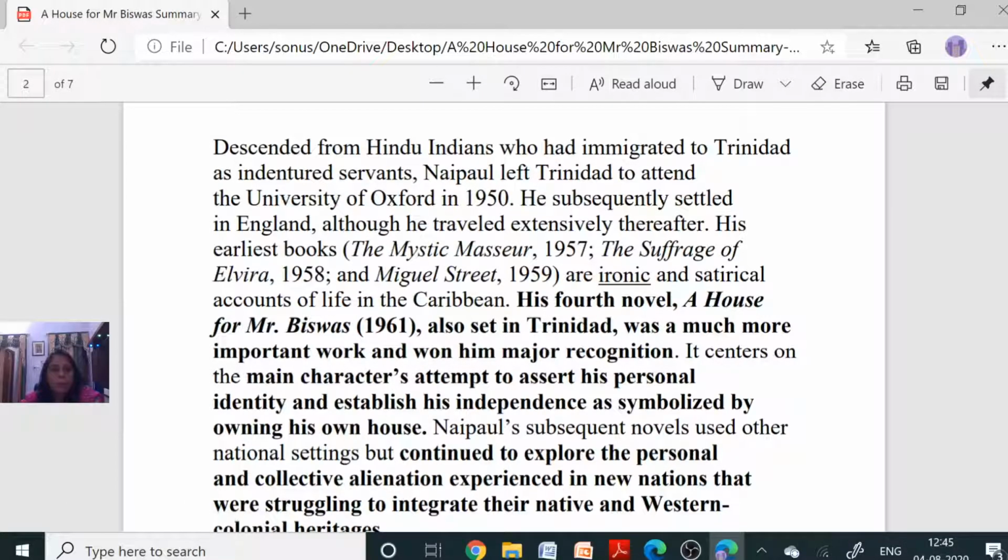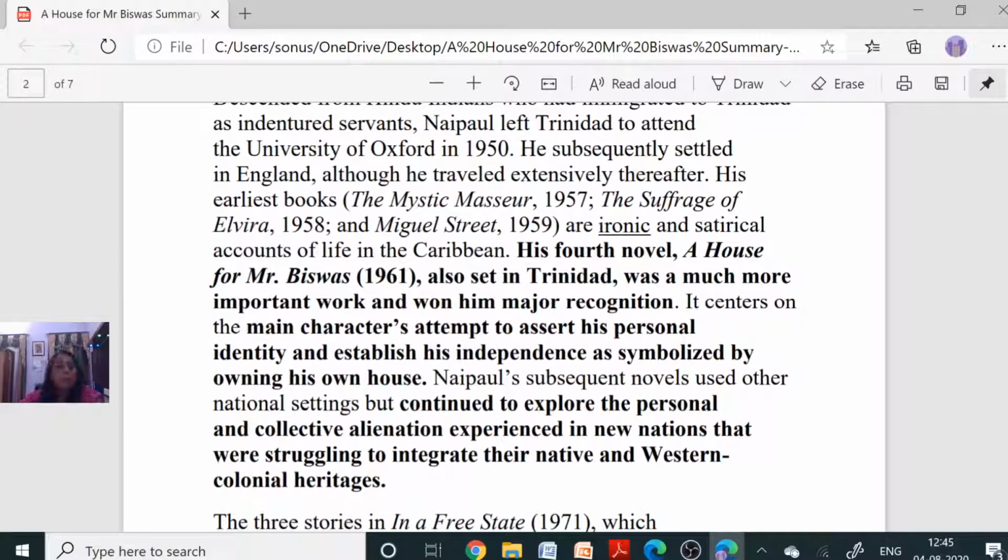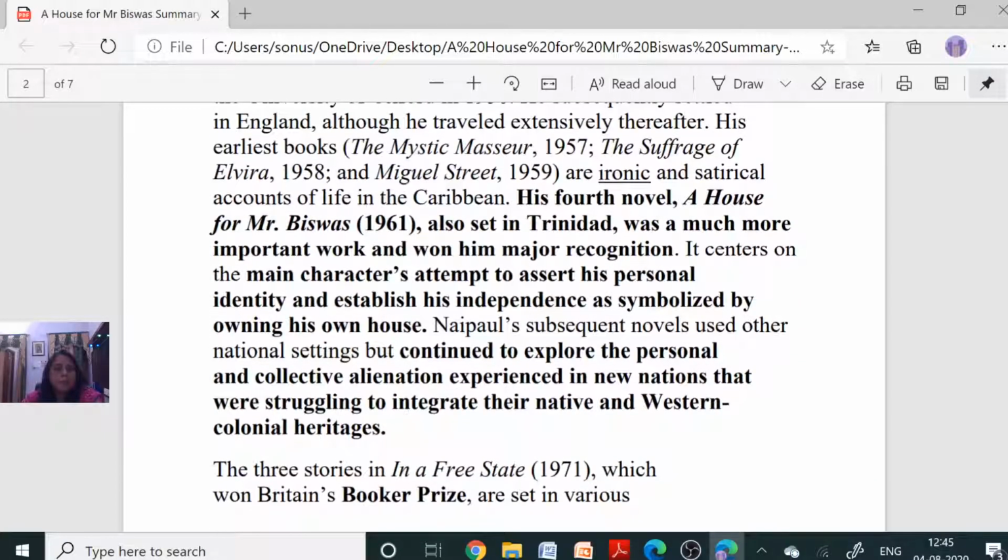And his fourth novel, A House for Mr. Biswas, was published somewhere in 1961. It is also set in Trinidad, and this is a much more important work and won for him major recognition. So he's quite renowned for this fiction of his. The attempt that he makes in this fiction is to assert his personal identity and establish his independence, as symbolized by owning his own house. So the whole fiction is about his struggle to have a house of his own.